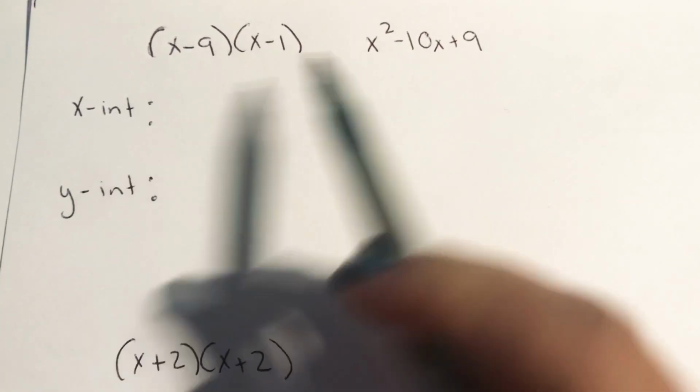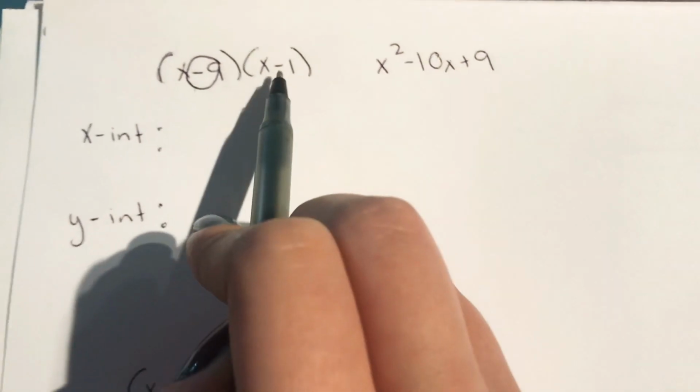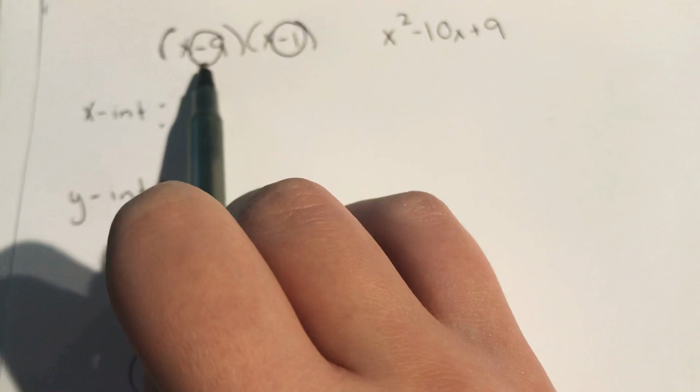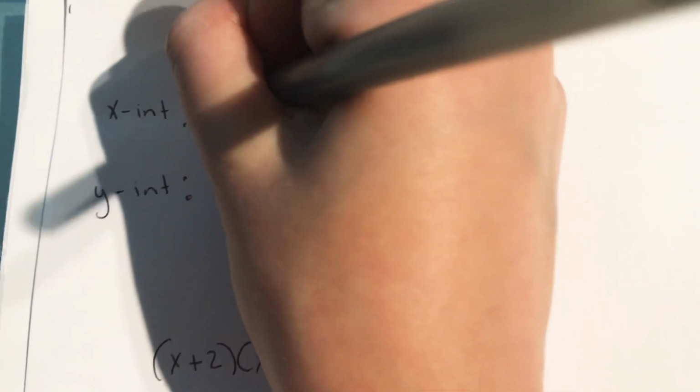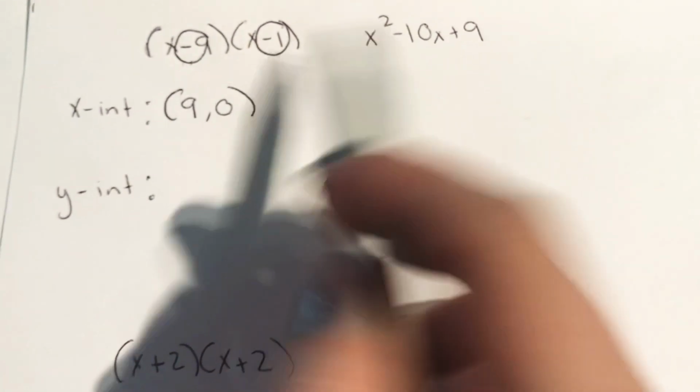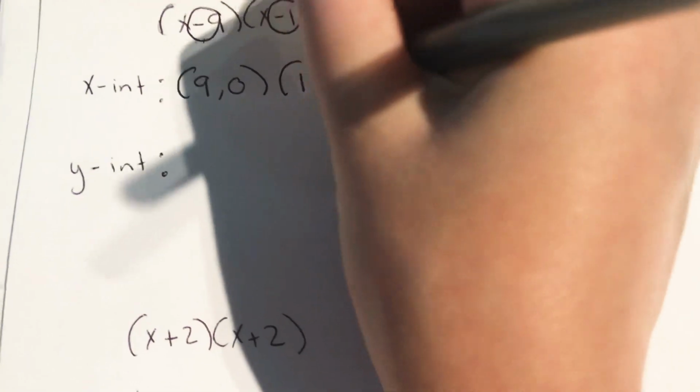So first things first, x-intercepts. I have negative 9. Notice how I'm including the sign in front. And negative 1. Again, notice how I'm going to include the sign in front. Instead of negative 9, I'm now going to have a positive 9, 0. X-intercept, so it's my x value. Y is 0. Instead of a negative 1, I'm going to have a positive 1, 0.